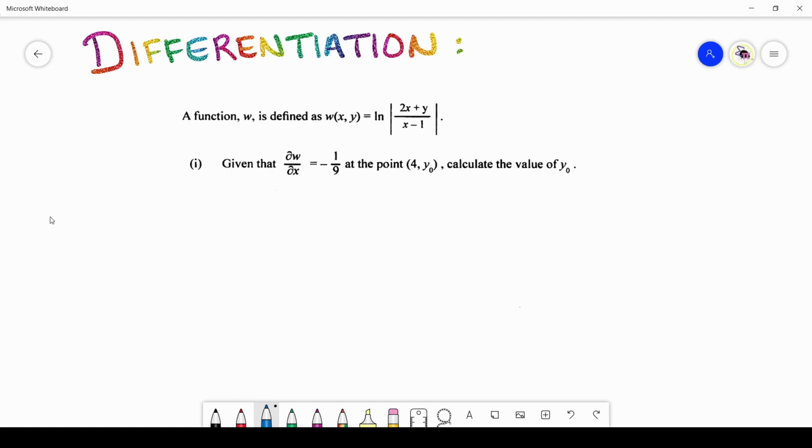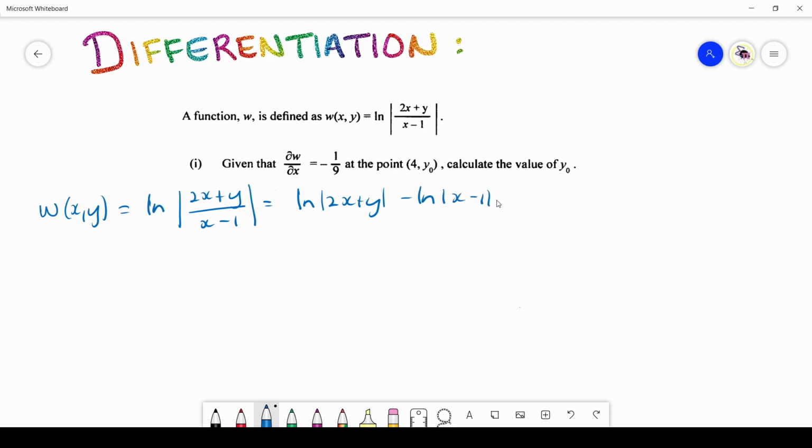First things first, you can actually rewrite your function in the following way, right? Before even reading the question, I started to think of my rules of logs and splitting this up into a more workable form, right? You're going to have ln of 2x plus y there minus ln of x minus 1, okay? And we are going to go ahead and read the rest of the question.